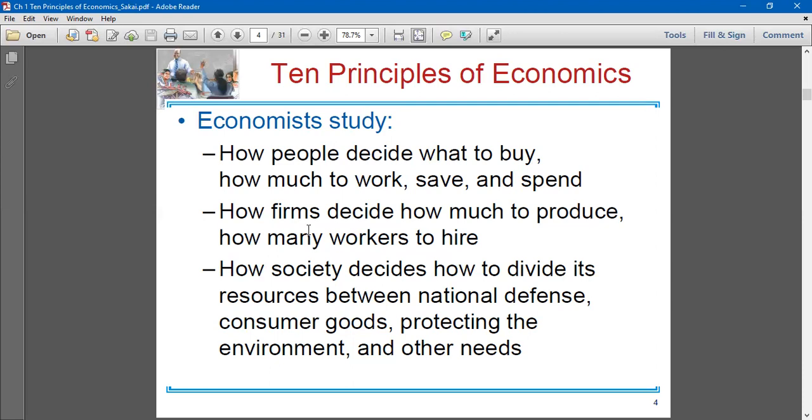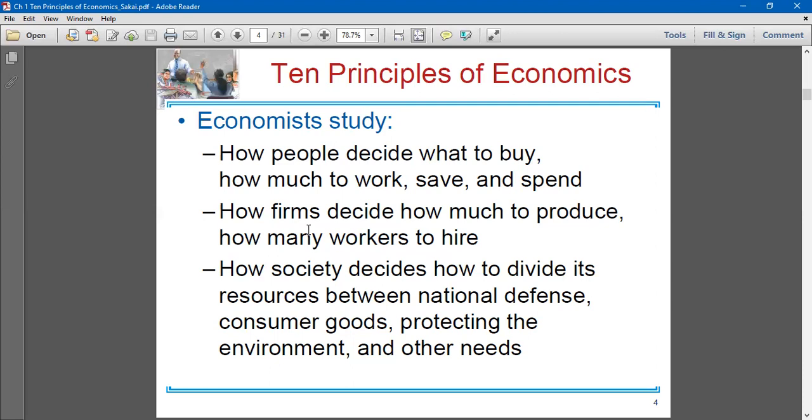Okay. And when you are producing, you have to hire workers. So what is the number of workers you have to hire? I mean, what method of production do you have to use? And all that. There are quite a number of decisions regarding the firm as well. So if you are doing economics, you try to study all those decisions as well.